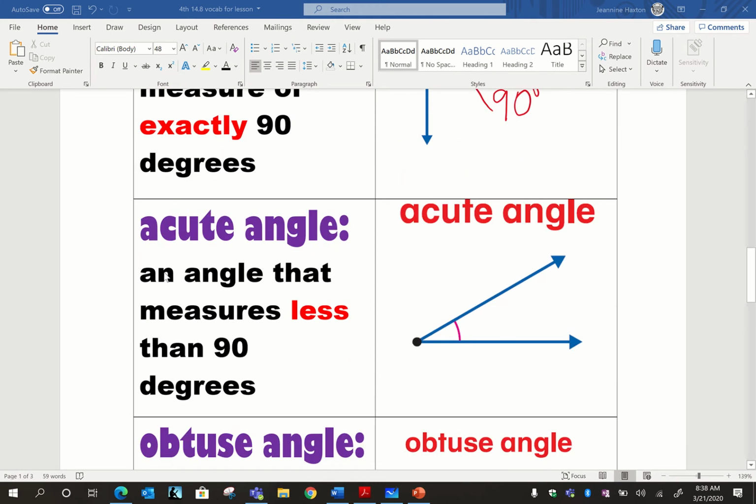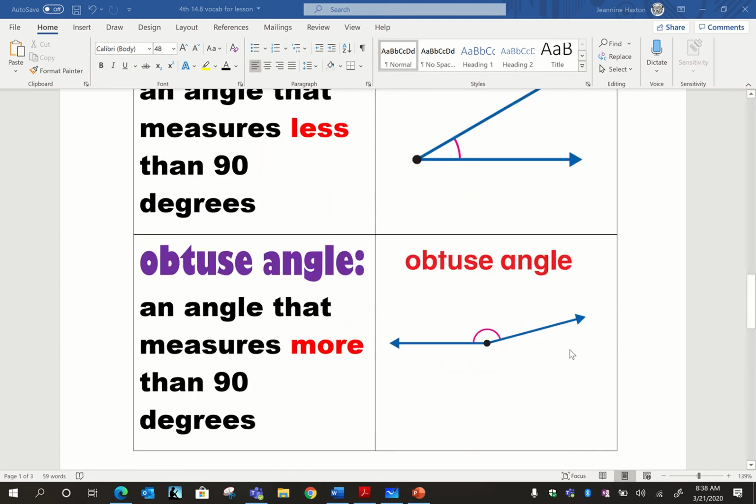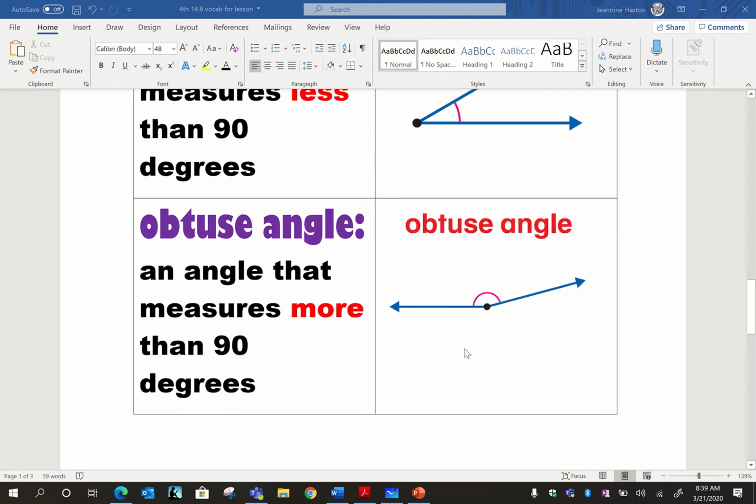An acute angle, an angle that measures less than 90 degrees. And here's an acute angle. These are all words that we've already had, but they're going to relate to our triangles today. An obtuse angle is an angle that measures more than 90 degrees. So here's an example of an obtuse angle.